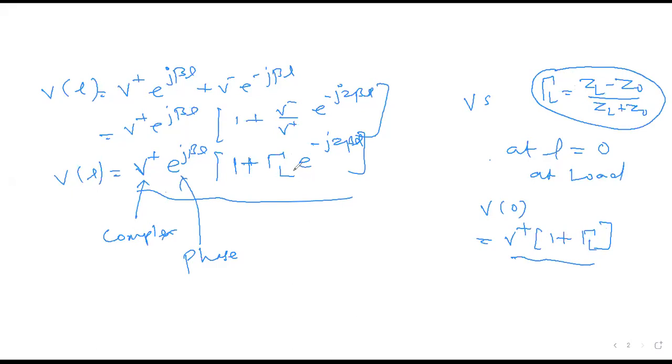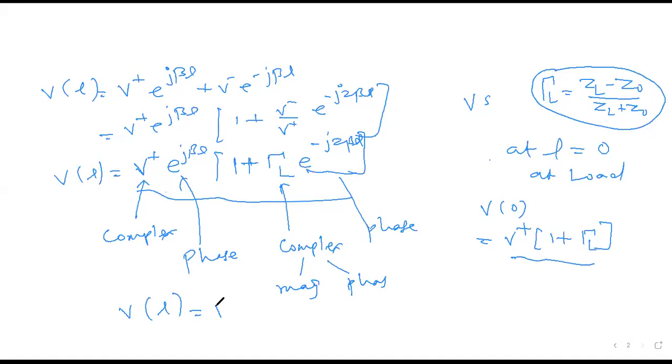This is also a complex quantity, and this is a phase. Now, can we separate the magnitude and the phase component? If this is a complex quantity, it will have a certain magnitude and a certain phase. So what I can write is V of L is equal to V plus e raised to j beta L.